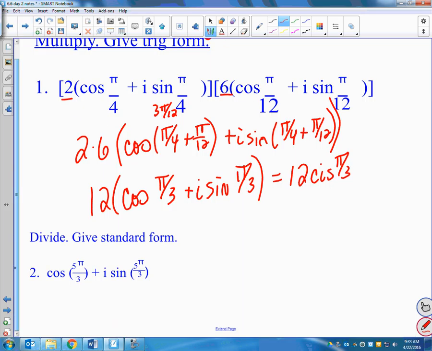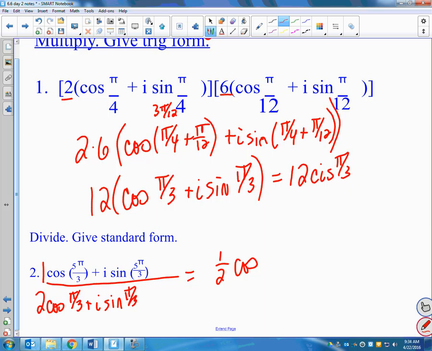I can divide here. So we're going to make this one up. We're going to divide by, let's say, 2 cosine of pi thirds plus i sine. So notice on the top, there's no r there, but that just means that there'd be a 1 there, right? So if I divide those, that's just going to be a 1/2, or if you like decimals, you could say 0.5. And then you just got to remember that you subtract the angles. So I made it really nice that they were common denominators already. 5 pi thirds minus pi thirds is just 4 pi thirds plus i sine.